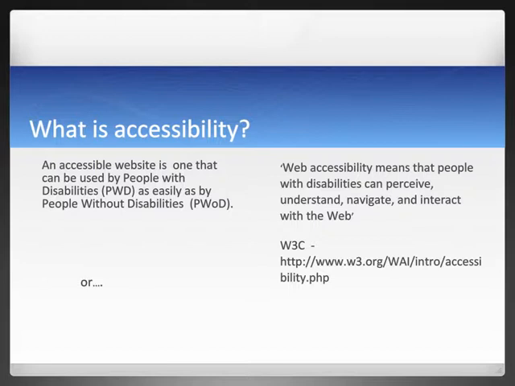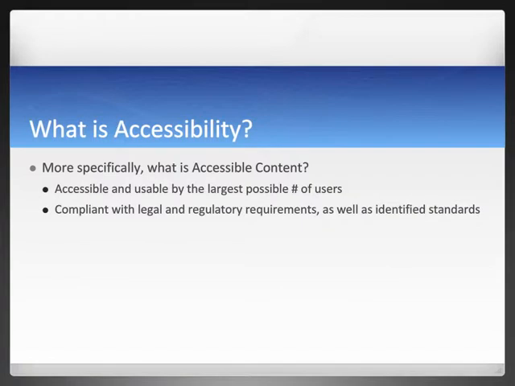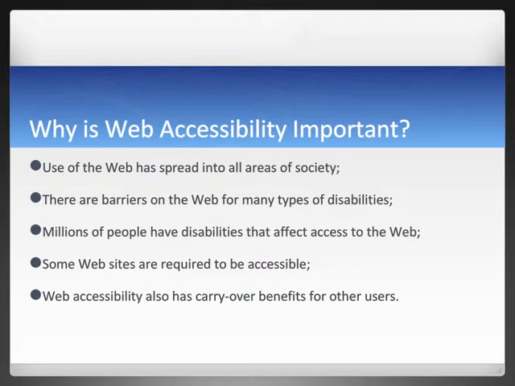An acronym you'll hear a lot in this class stands for the World Wide Web Consortium, the group that sets standards and guidelines for web technology. And a bit more specifically, accessible content is content that's accessible and usable by the largest possible number of users, and is also compliant with legal and regulatory requirements as well as identified standards. And we're going to talk a lot about the legal and regulatory requirements or lack thereof, and also standards and what standards exist.